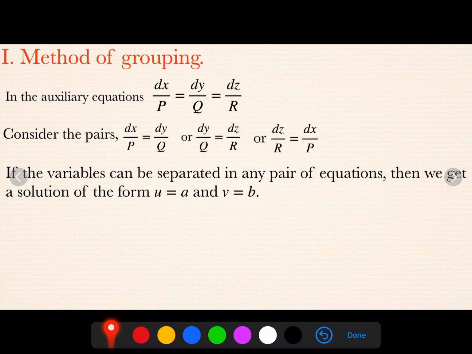You need to consider any two pairs like this and solve those equations. We'll get u = a, where u is an expression containing x, y, z terms, and v = b, where v is also an expression containing x, y, z terms. Then by using those we form the general solution, φ(u, v) = 0.